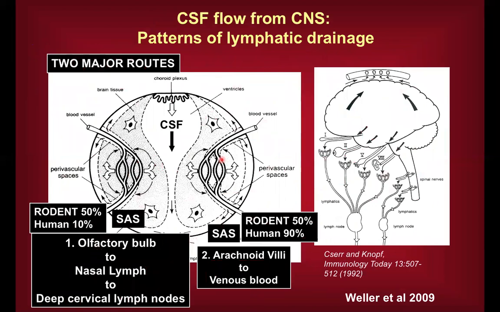And these are the major routes of the way drainage goes. This would be the top view. The choroid plexus here is pumping out the CSF, and you see it flowing through the ventricles, and then it flows out either to the subarachnoid space or in through these perivascular spaces, and drains into the deep cervical lymph nodes through the nasal lymph system. So in rodents, about 50% goes through the olfactory bulb and nasal lymph to deep cervical lymph nodes. In humans, it's about 10%. In humans, most of the CSF drains through the subarachnoid space, through the arachnoid villi to the venous blood. So in humans, most of it dumps directly into the blood. So you can imagine if there's something within your brain and it drains through the CSF, it will go into the bloodstream.